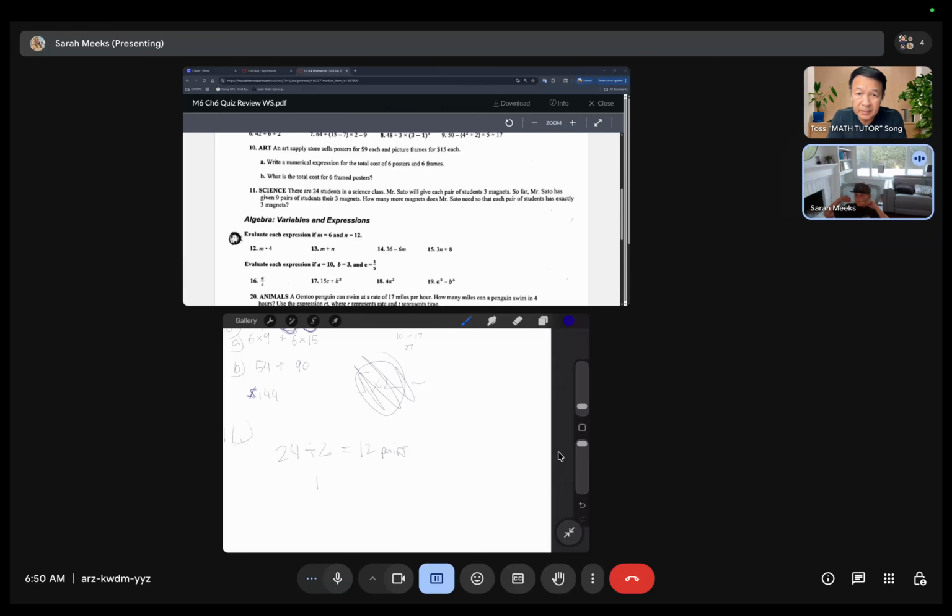What implies that it's 2? To me, it's just grammatical. It's just each pair right there. It emphasizes each, see the word each and the word pair. I'm pretty sure that's what they want. But then how many magnets? Well, 12 pairs. That means 12 times 3, right? That gives you 36 magnets.